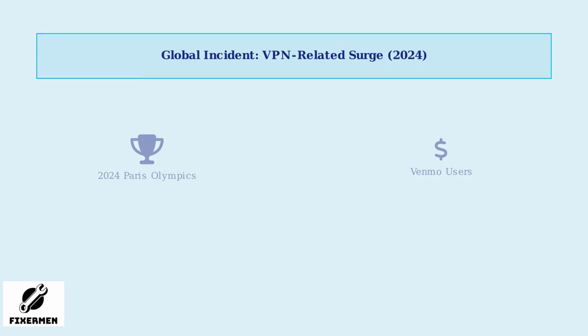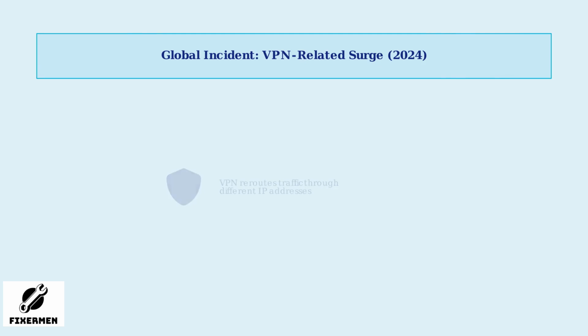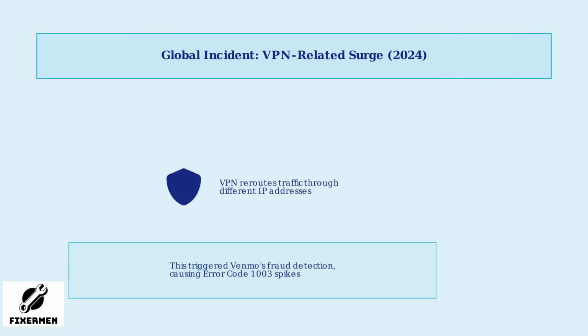During the 2024 Paris Olympics, international users faced a surge in Venmo error code 1003. Many were using VPNs to bypass geo-restrictions and access content from their home countries. VPNs work by rerouting internet traffic through servers in different locations, changing the user's IP address. This can trigger Venmo's security systems, which view the changed IP as a potential fraud risk.